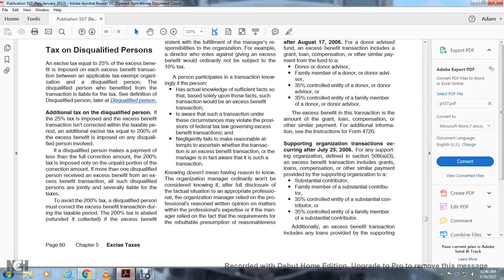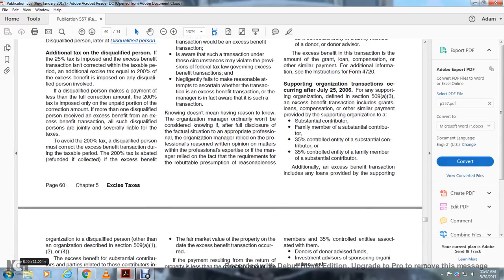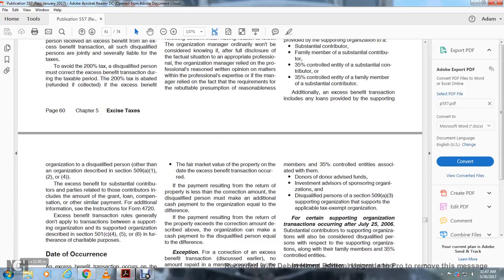Supporting organization transactions occurring after July 25, 2016. For a supporting organization defined in Section 509(a)(3), an excess benefit transaction includes grants, loans, compensation, and other similar payments provided by the supporting organization to a substantial contributor, a family member of the substantial contributor, or a 35% controlled entity of the substantial contributor or family member. It also includes a loan provided by the supporting organization to a disqualified person other than an organization described in Section 509(a)(1), (2), or (4). The excess benefit is the amount of the grant, loan, compensation, and other similar payments. For additional information, see the Instructions for Form 4720.